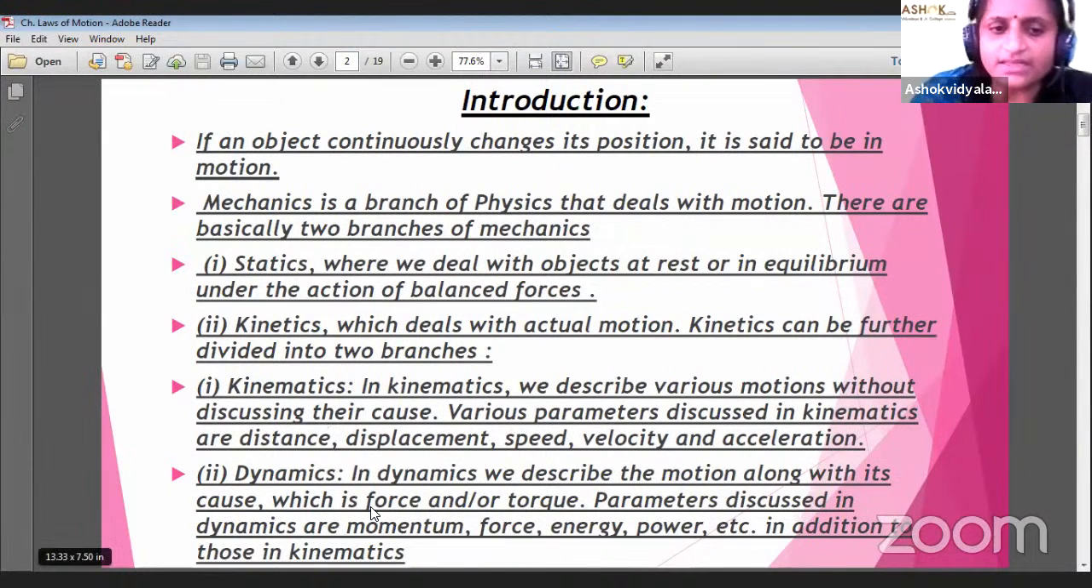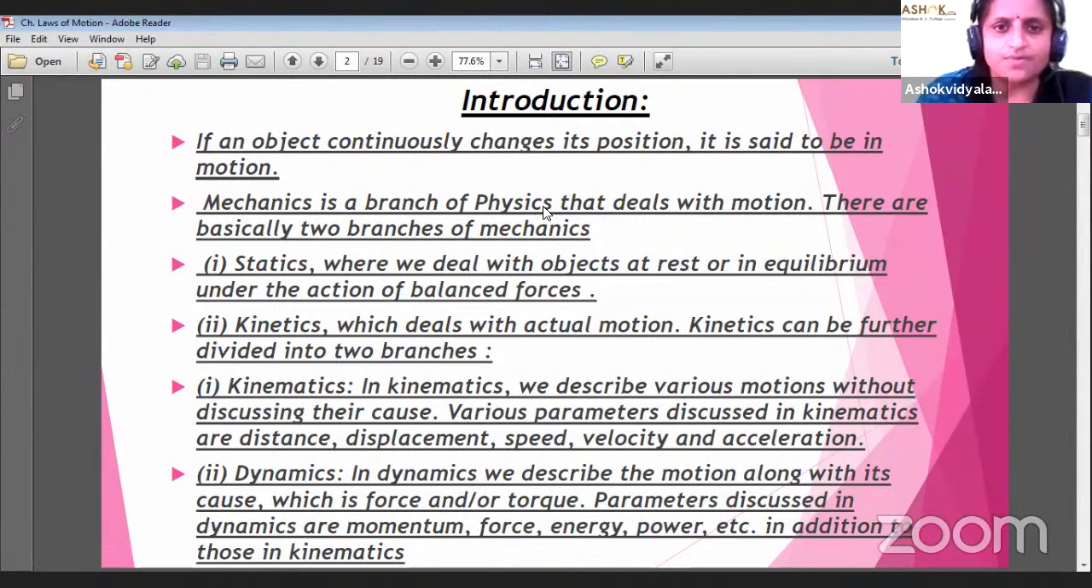And what is dynamics? Dynamics describes the motion along with its cause, which is the force or its torque. Parameters discussed in dynamics are, for example, momentum, force, energy, power, etc., in addition to those in kinematics.